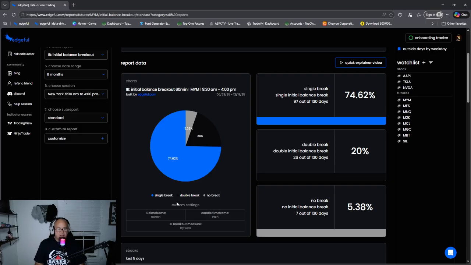And what I can see is that when we break out of the initial balance, which is from 9:30 to 10:30, right? So it's the 60-minute initial balance. Okay. And this is for the New York session only. This does not include any other session's information. It only includes information from the New York session from 9:30 a.m. to 4 p.m.